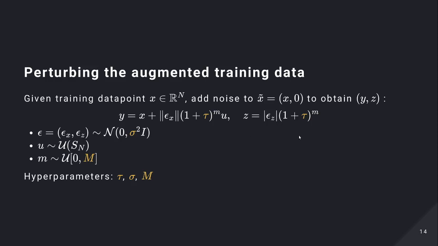regions. Similarly for epsilon z, it's just some Gaussian noise times this scaling parameter. And so using this, we get some points in our hemisphere that are a bit closer to the center than if we were sampling uniformly.